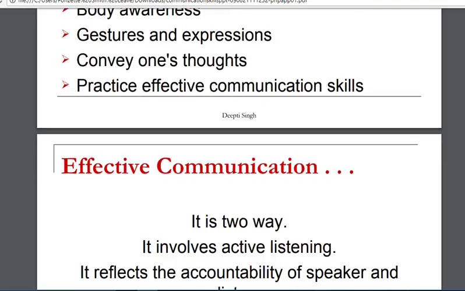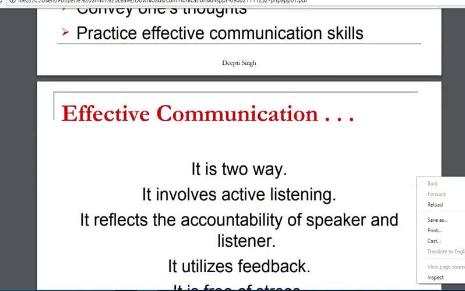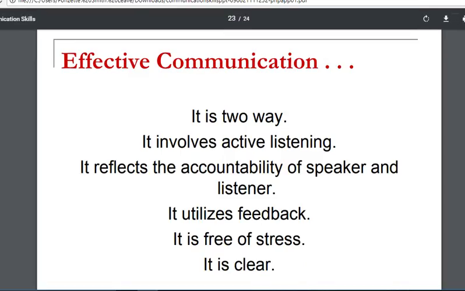Effective communication is two-way. It involves active listening. It reflects the accountability of speaker and listener. It utilizes feedback. It is free of stress. It is clear.